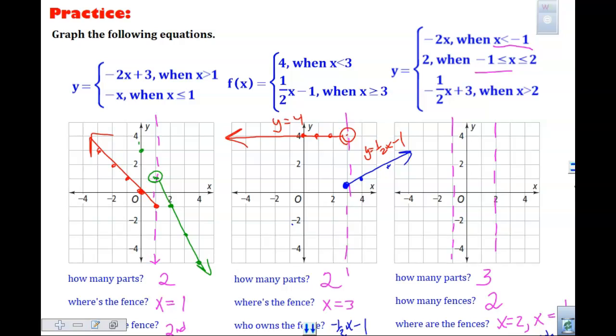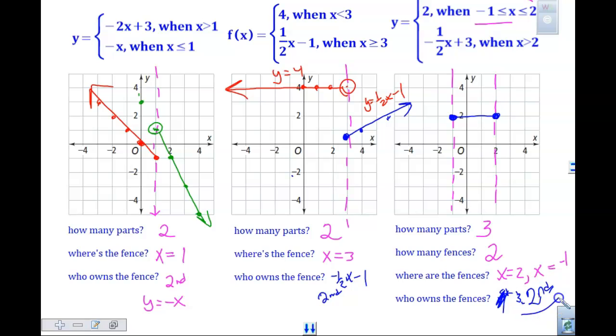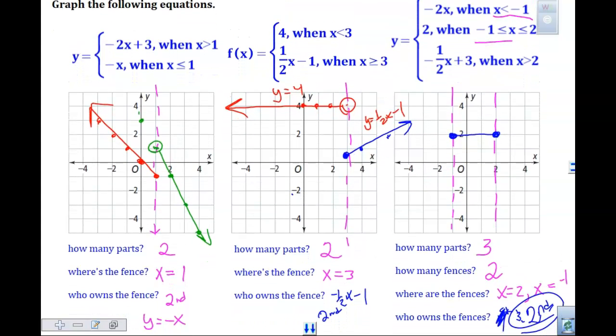Do we have a horizontal line again? Right in the middle, y equals 2, with a closed circle here and a closed circle here. So who owns the fence? Actually, not the first, the second owns both fences, right? So if you ever put up a fence in your yard, either you ask your neighbor to help you pay for it or you pay for it. This guy paid for the fence on both sides. His neighbors get the benefit or not, right? So that's what that one looks like.